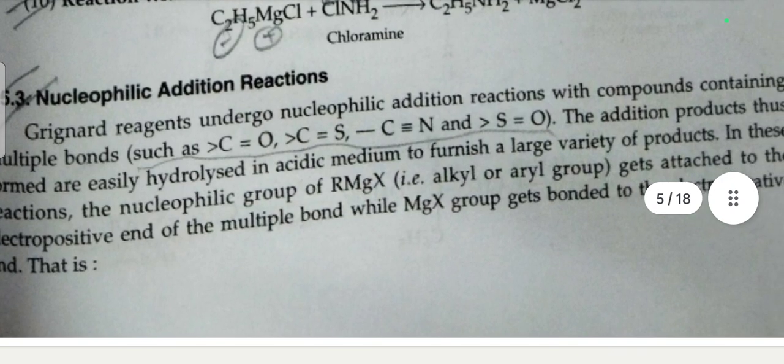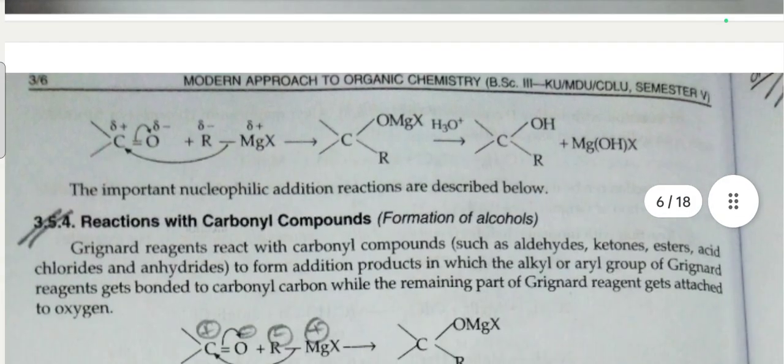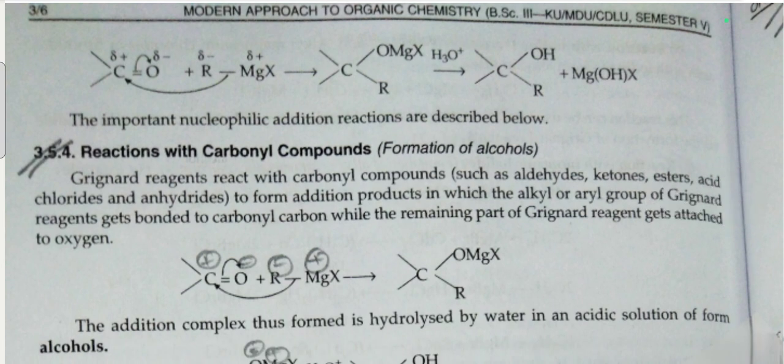Nucleophilic addition reaction. Grignard reagents undergo nucleophilic addition reactions with compounds containing multiple bonds such as carbonyl and cyano groups. The addition products thus formed are easily hydrolyzed in acidic medium to furnish a large variety of products. In these reactions, the nucleophilic group of RMgX, that is alkyl or aryl group, gets attached to the electropositive end of the multiple bond, while the MgX group gets bonded to the electronegative end. The important nucleophilic addition reactions are described below.